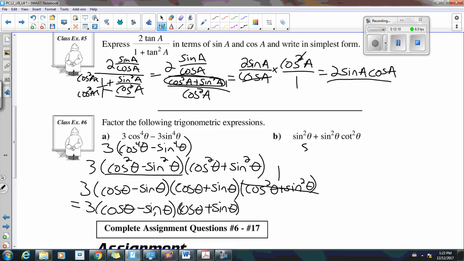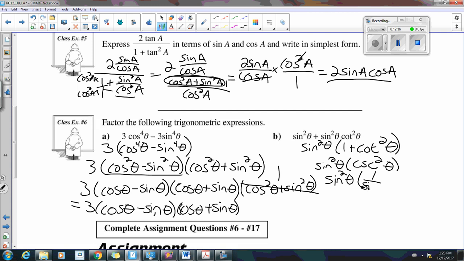Here I can factor out a sine squared theta. And now if you look on your formula sheet, 1 plus cotan squared theta is actually cosecant squared theta. Well, cosecant squared theta is really 1 over sine squared. So all of this really just equals 1.